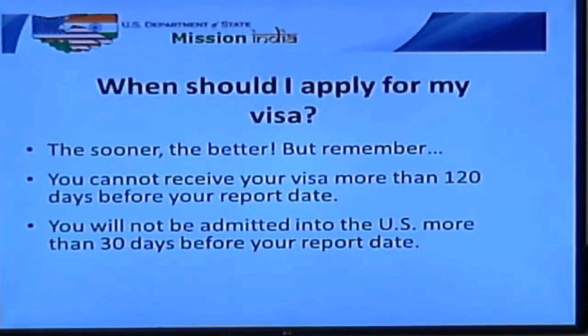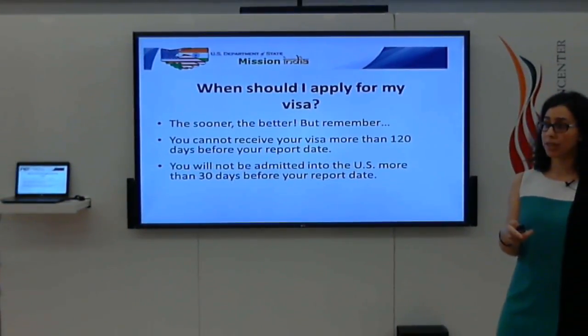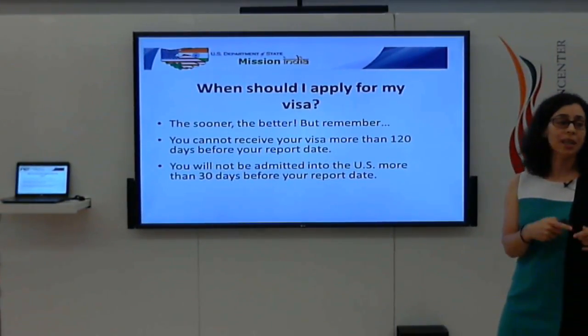The other thing to remember is that you cannot go to the United States until 30 days before your program start date. So let's say you get your I-20, you apply 120 days before, you come, we approve your visa, we give it back to you. You cannot go to the US immediately. At the airport, they will not admit you into the country until you're within 30 days of that program start date. So make sure that you always remember to check that program start date.